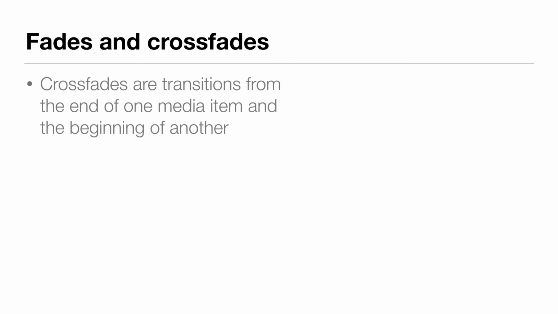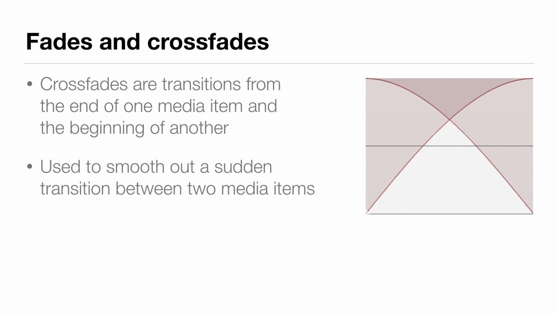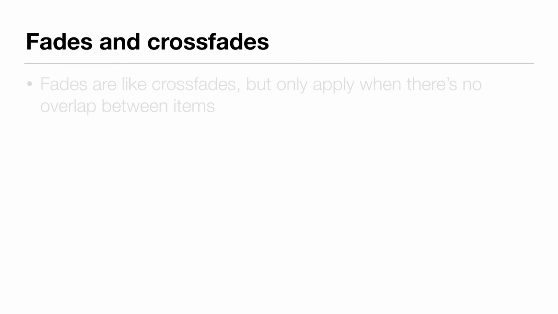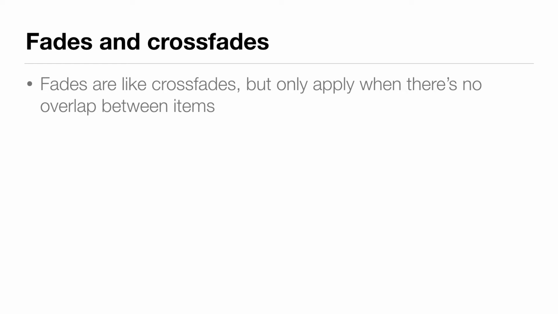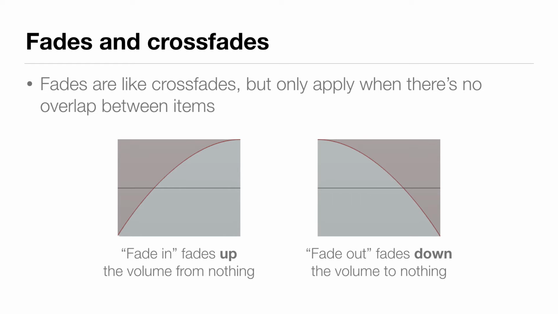I've talked about fades and crossfades on other videos, but I haven't really explained exactly what they are or why we use them. Crossfades are transitions between the end of one media item and the beginning of another. They're used to smooth out a sudden transition between two media items and to help prevent pops and clicks. Fades are like crossfades, but they only apply when there's no overlap between items. So fades are for fading up the volume of an item from nothing, like a fade in, or fading down to nothing, a fade out.